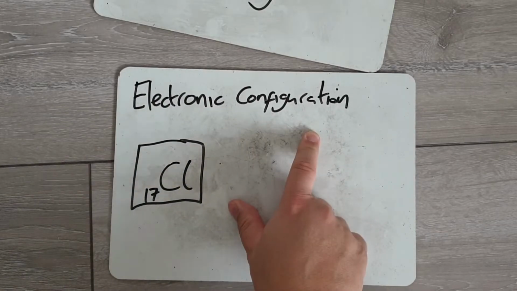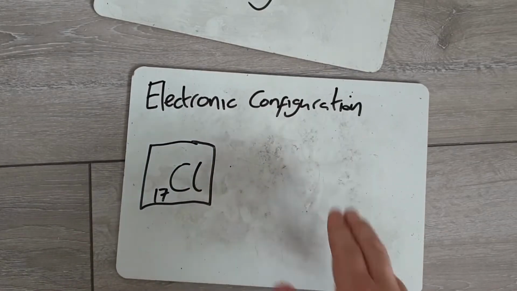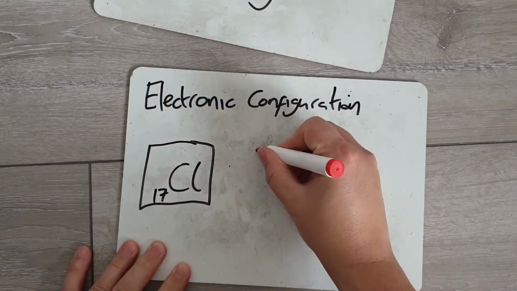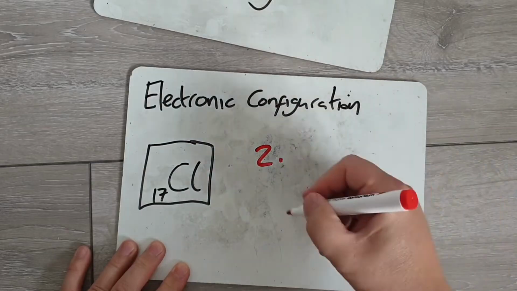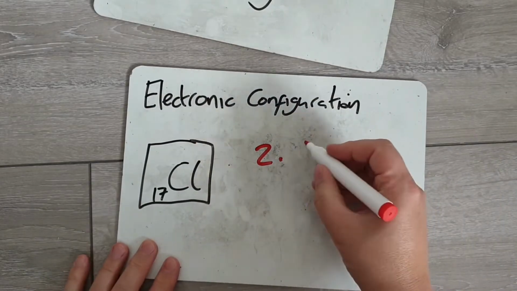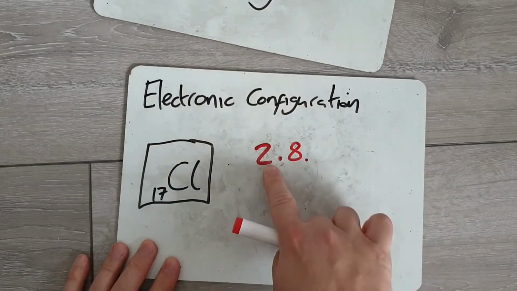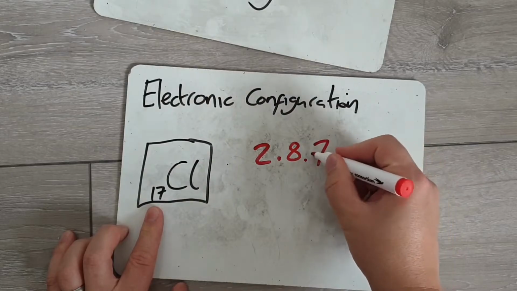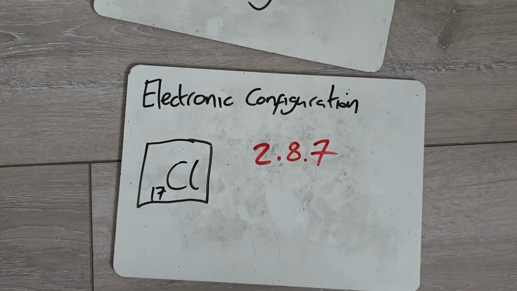What does electronic configuration mean? How they're configured, how they're arranged. There are two ways of doing that. There's the shorthand way. Two electrons can fit on the first shell, then 8 on the second. We're not up to 17 yet, so we need another shell, so we'll stick 8 on that shell. 2 plus 8 is 10, and we need 7 more, so 2, 8, 7. That's a quick way of doing it.